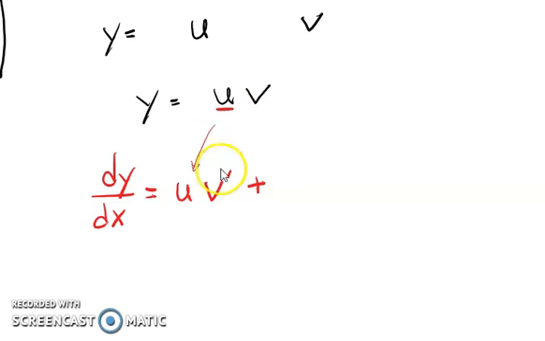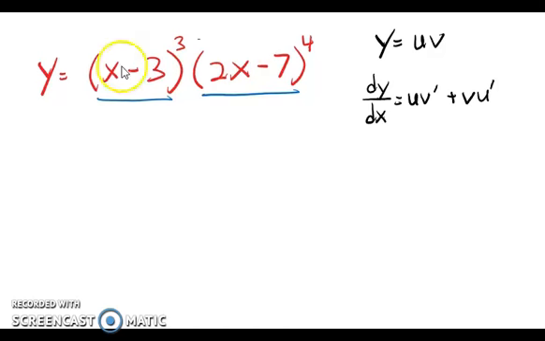Now we do it in the opposite way. We copy the v and place it over here, and then we differentiate the u and make it in this way. Alright guys, so this is the formula. Now we are going to use this formula to solve the question. This is the question and this is the formula here.